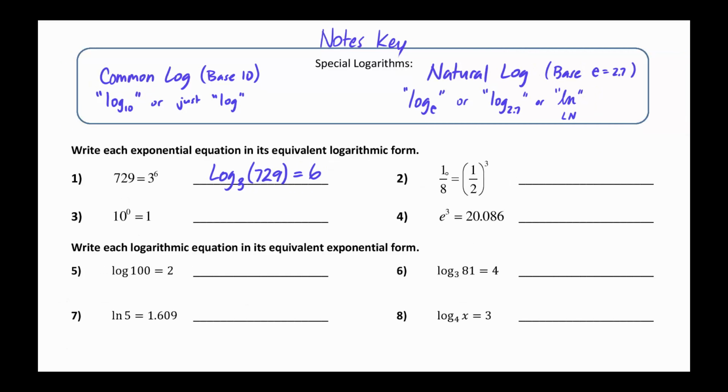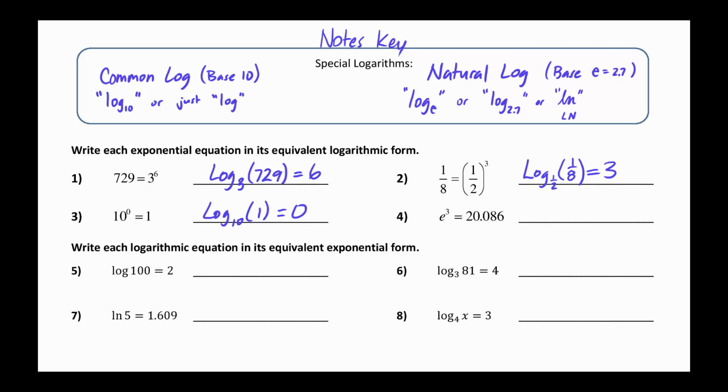Question number 2. 1/8 equals 1/2 to the 3rd power. Well, if I'm going to write this in log form, my base here with the exponent is 1/2. So I need a teeny tiny 1/2 here. My answer was 1/8. And then equals whatever the exponent is, 3. If I do my swirl to check it, 1/2 to the 3rd power equals 1/8. That is exactly what this says. Question number 3. 10 to the 0 power equals 1. If I go ahead and put this in, it is log base 10 of 1 equals 0.